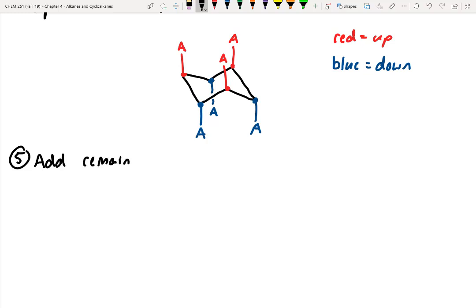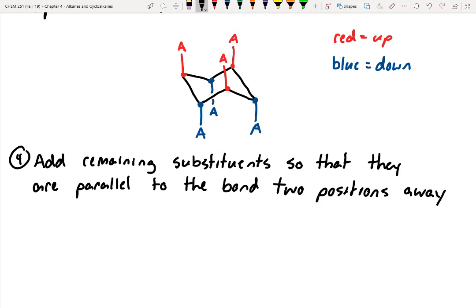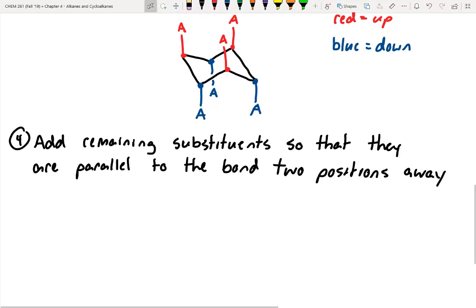Add remaining substituents so that they are parallel to the bond 2 positions away. Oh, sorry, I can count. 2 positions away. So you can probably tell my counting and spelling need to be worked on.